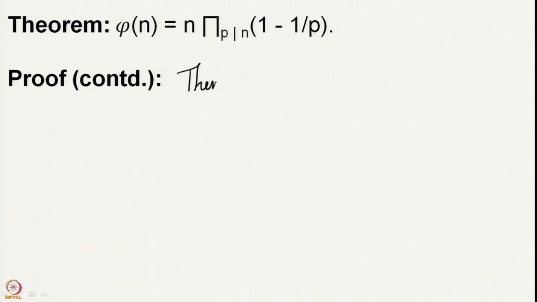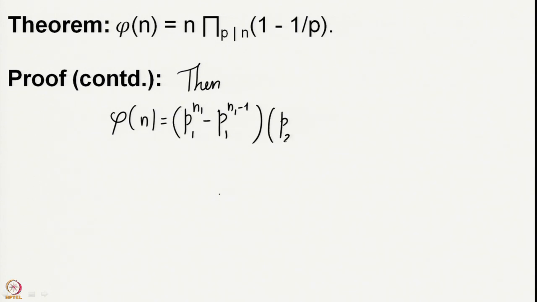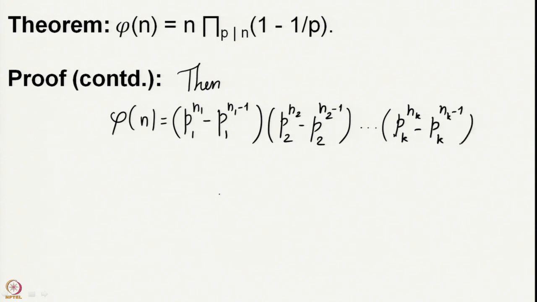So, then phi n is p1 power n1 minus p1 power n1 minus 1, p2 power n2 minus p2 power n2 minus 1, dot dot dot up to pk power nk minus pk power nk minus 1. This is because we know that the phi value for p1 power n1 is this. This is the phi of p2 power n2 and so on, where we get phi of pk power nk.